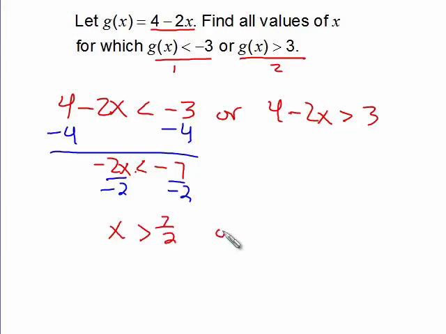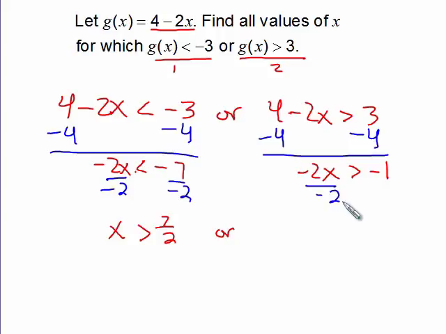I'll go ahead and bring down my "or" here, and now I need to solve the other one the same way. So isolating x, I need to subtract 4 from both sides. This gives me negative 2x is greater than negative 1. Once again, I'm dividing by a negative, so divide by negative 2 here. Which, to keep a true statement, I must change the direction of my inequality. So x must be less than 1/2.